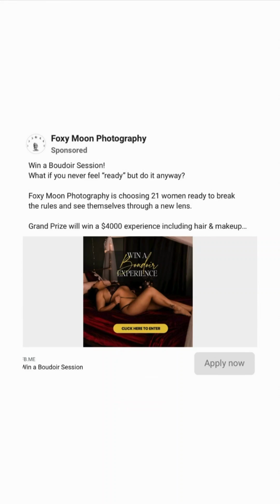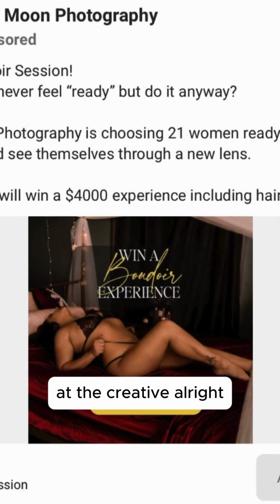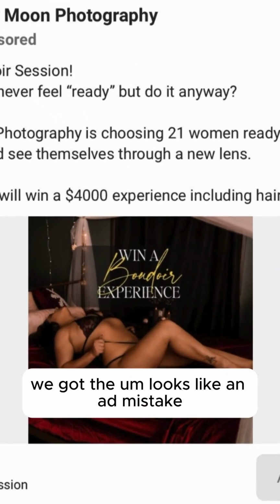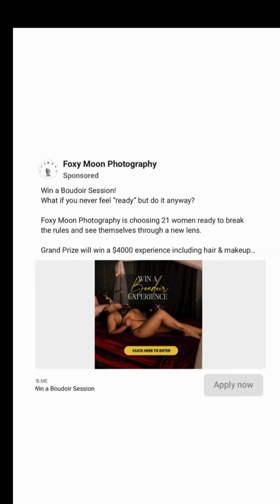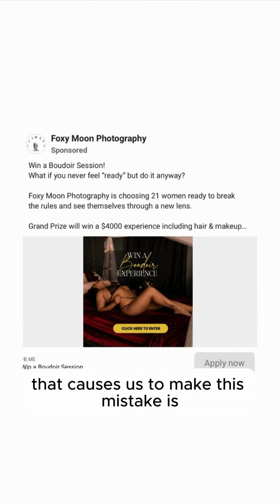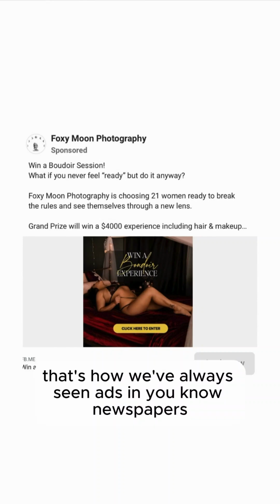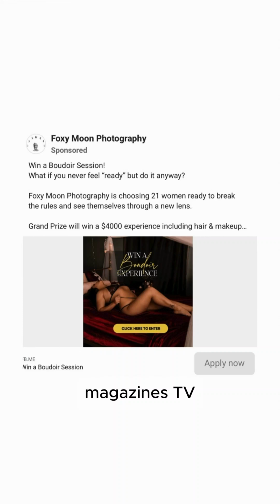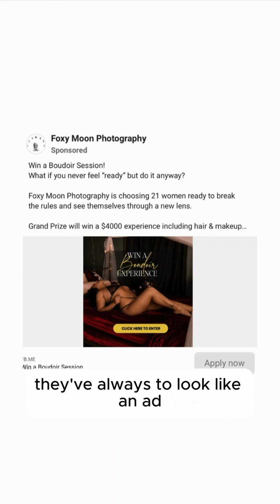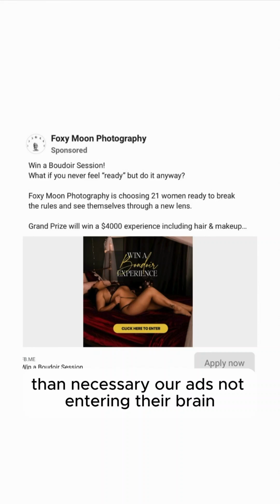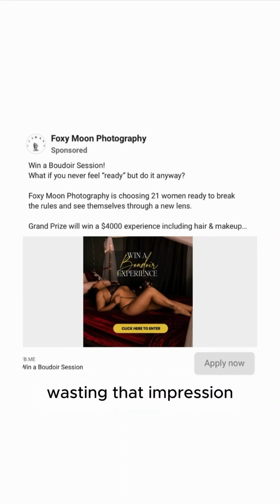Now, looking at the creative, all right, it looks like an ad mistake. The false belief that caused us to make this mistake is we believe our ads should look like ads because that's how we've always seen ads in newspapers, magazines, TV, social media, other Boudoir Facebook ads. They've always looked like an ad. The consequence of this though is way more women scrolling by our ad than necessary. Our ad's not entering their brain, wasting that impression.